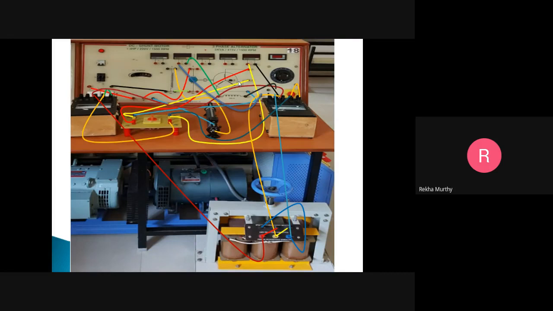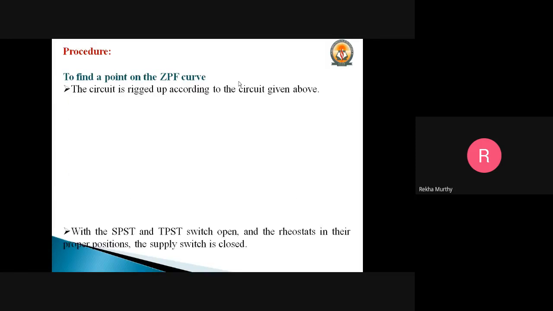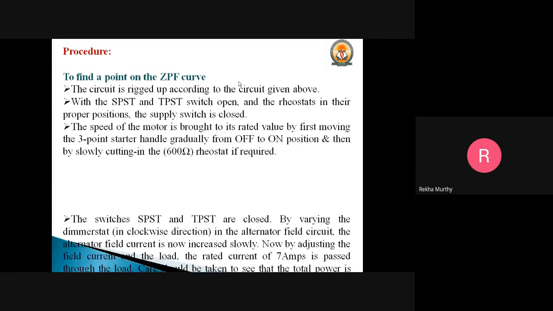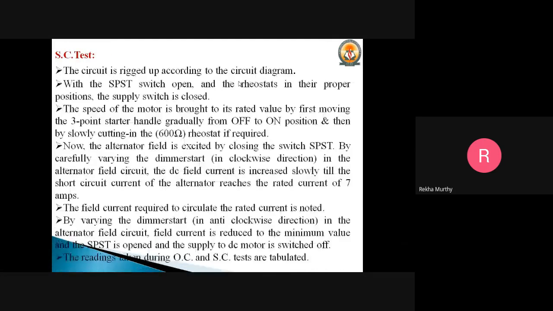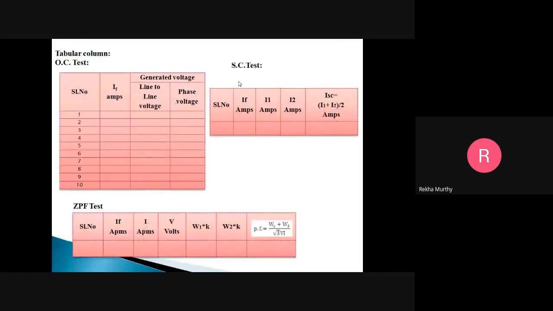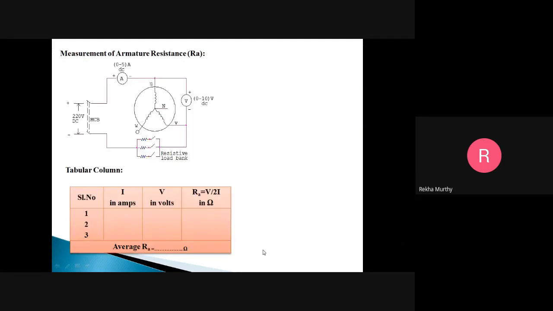The remaining OC and SC tests need to be repeated as what we had done in the EMF method as well as the MMF method. The same procedure should be carried out. The only difference is the ZPF test, so the corresponding field current should be taken down. I is 7 amperes and the corresponding voltage should be taken, and W1 and W2 should be taken down, and from this the power factor value will be calculated.